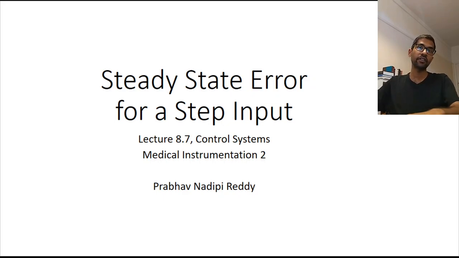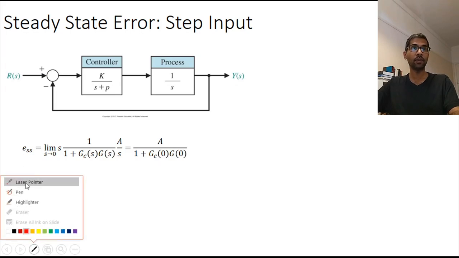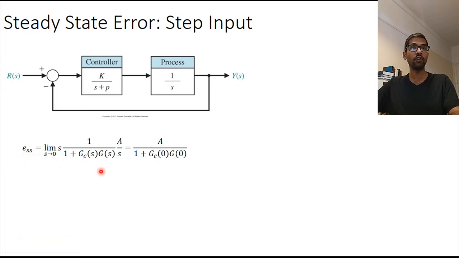Let's continue our discussion of control systems and steady state errors by looking at steady state errors for a specific kind of input. And in this video, I'm going to talk about a step input. Okay, so we've already looked at the fact that steady state error is given by this equation, and here I have already substituted for the input.